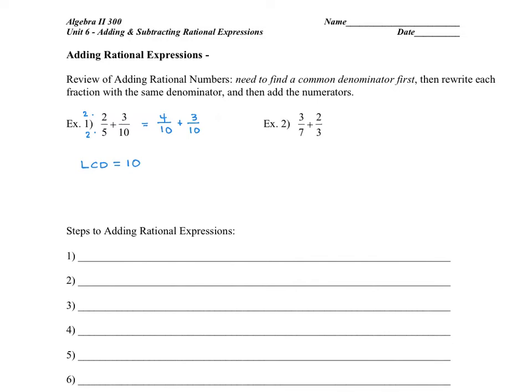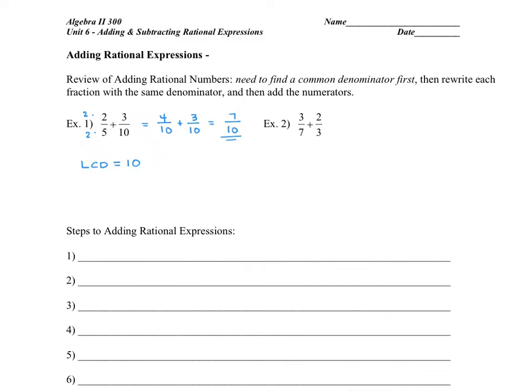If you remember when you learned how to add rational numbers, you only add the numerators. You keep the denominator. So when I add the numerators of 4 plus 3, I get 7 over 10, and that's our answer.